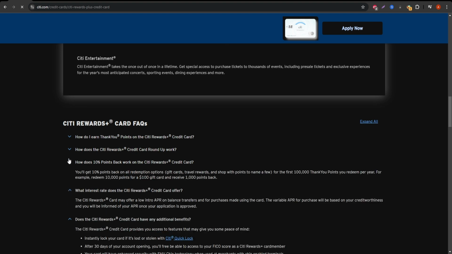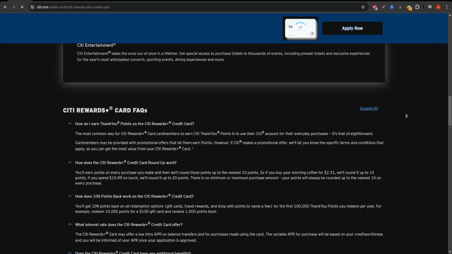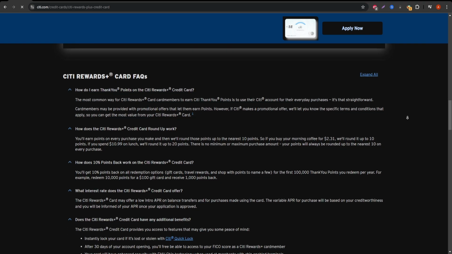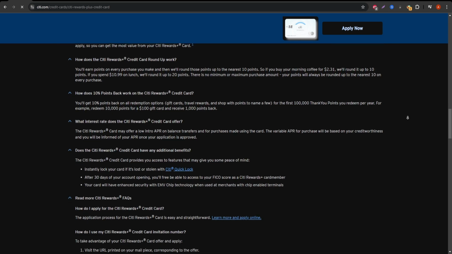Another significant feature is the 10% points back for the first 100,000 points you redeem each year. This essentially means that if you redeem, say, 20,000 points, you'll get 2,000 points back. A nice bonus that can quickly add up.